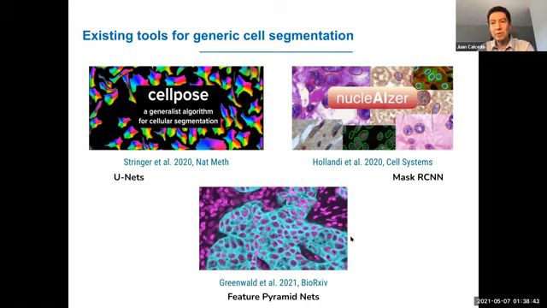We are kind of making progress as a community for segmenting cells automatically. We are not just segmenting the nucleus, we now segment also the cell body or the cytoplasm of the cell, which is, of course, a little bit more challenging.